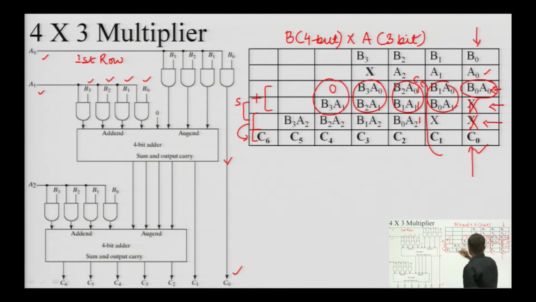So, we can consider this task of adding these first 2 rows. We can accomplish this task by using a 4-bit parallel binary adder.